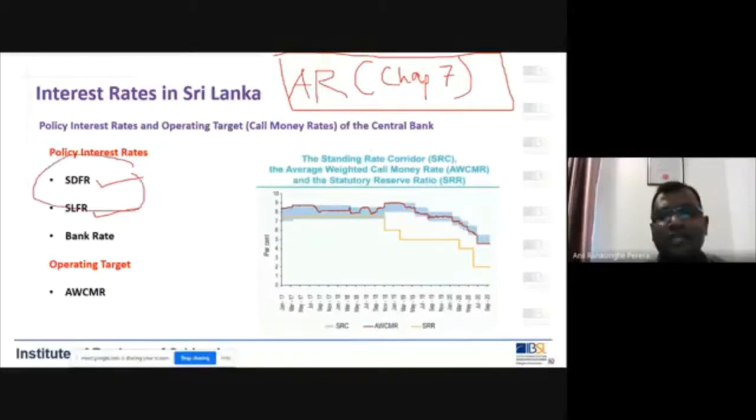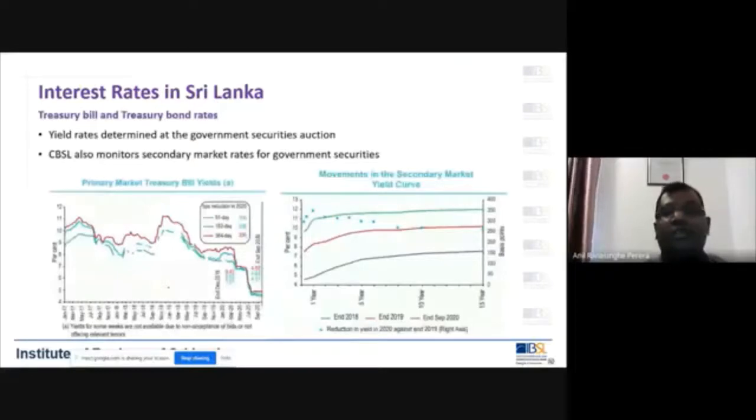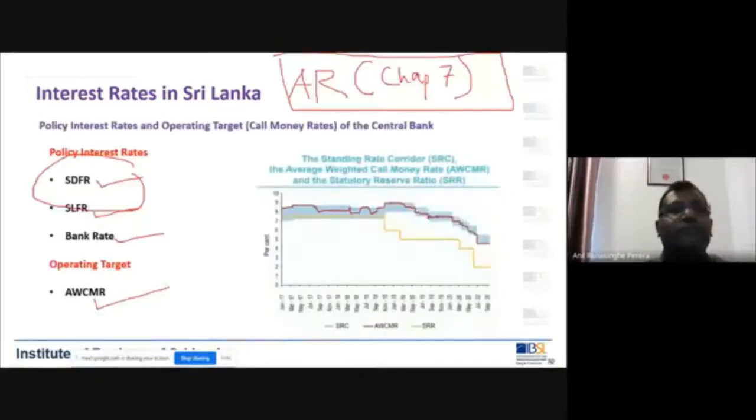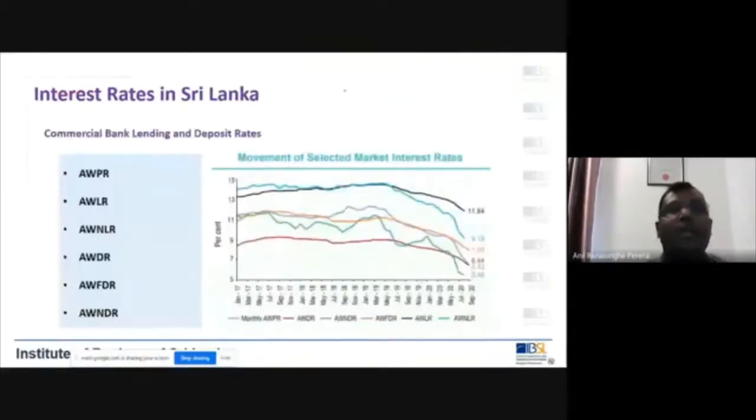Actually, I discussed these two last week when we talked about monetary policy. Then what is the bank rate? What is AWCMR, or average weighted call money rate? And treasury bill and treasury bond rates, I'll discuss next week. And this slide, I want you to find out answers for this slide. Benchmark rates. And this slide, market rates. So I want answers or definitions for these different interest rates.